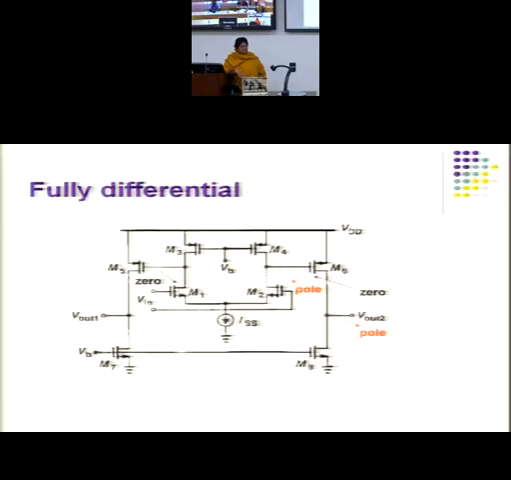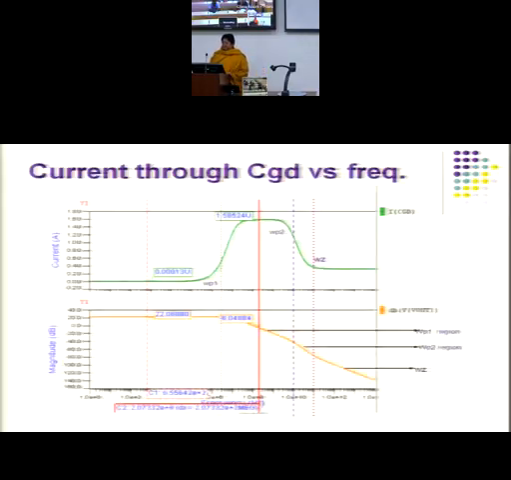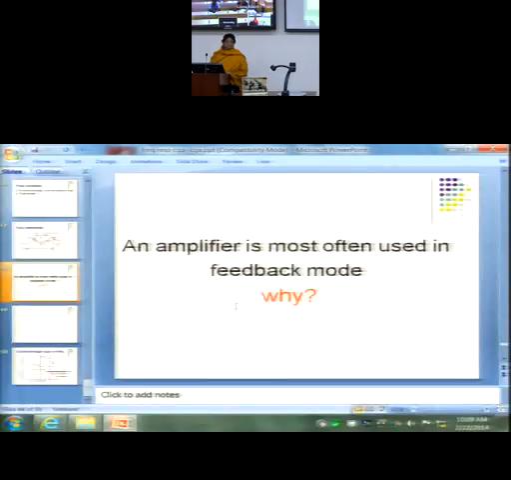All these things. So now normally we use an amplifier in a feedback mode. Normally. The reason is, why do we use mostly op-amps in a feedback mode? What is the reason?